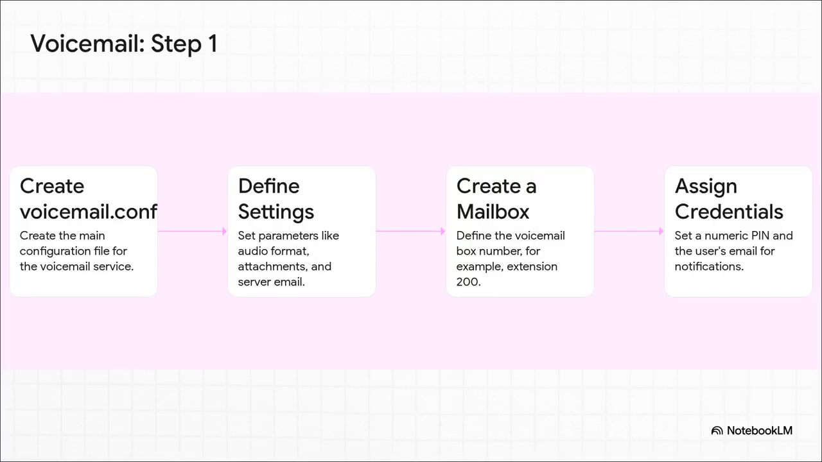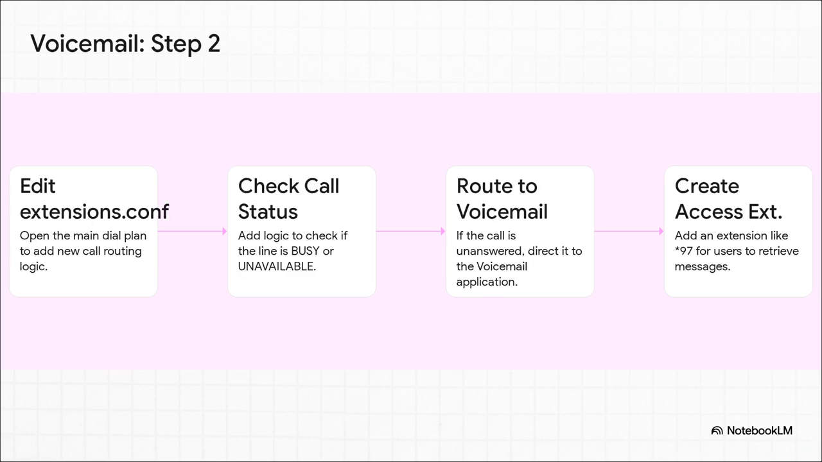Okay, first, you have to find and edit a specific file called voicemail.conf. Inside this text file, you have to define all the general settings for how you want voicemail to work. Stuff like the audio format, if it should be an attachment, and so on. Then you set up the specific box number, give it a PIN, and add the person's email address. Phew, okay, one file down. But you're not done. Not even close.